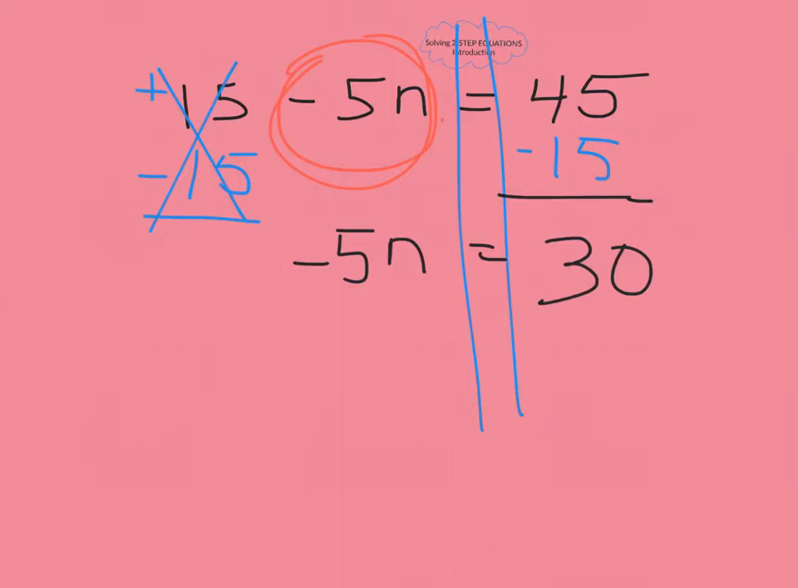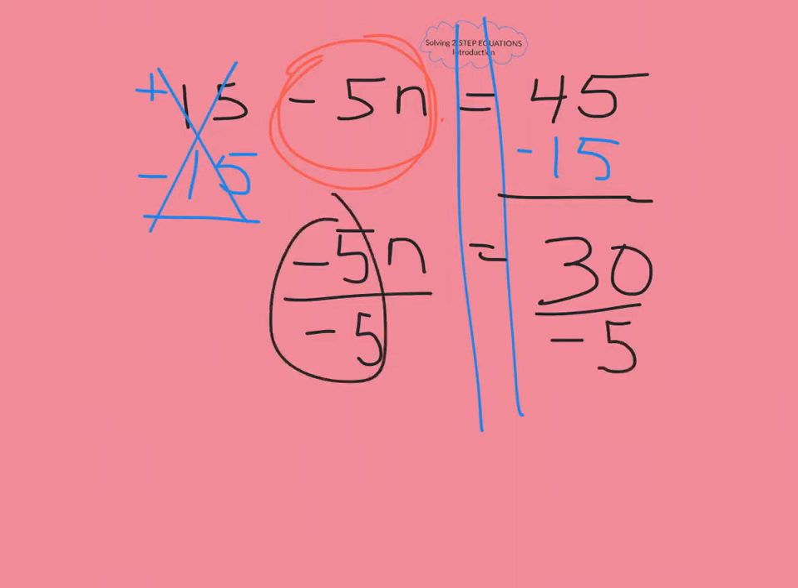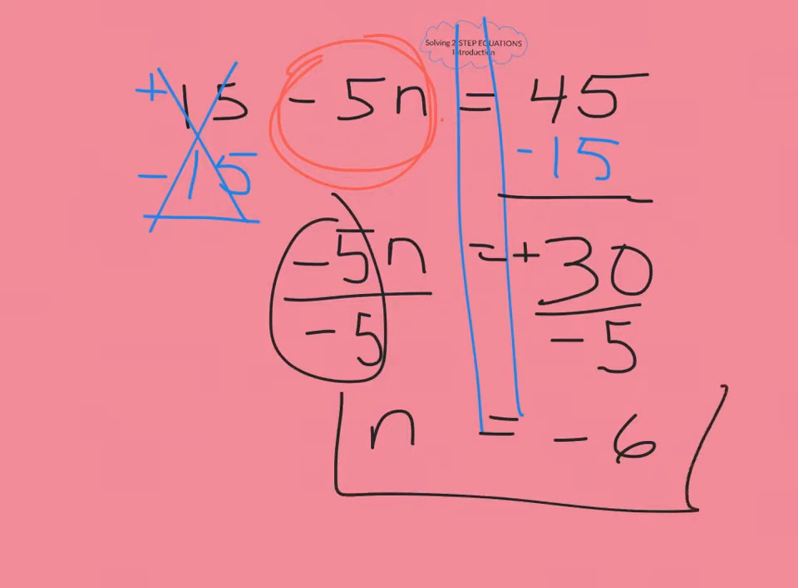So now I need to figure out what to do to get negative 5 turned into 1. So negative 5 is multiplied to n right now, so I'm going to do the opposite. I'm going to divide by negative 5 because I want to make whatever's within 1. So now I'm going to divide by negative 5 on the other side. So this becomes just 1n, or n. So n equals 30 divided by negative 5. Well, a positive divided by a negative is a negative. 30 divided by 5 is 6. So our answer is n equals negative 6.